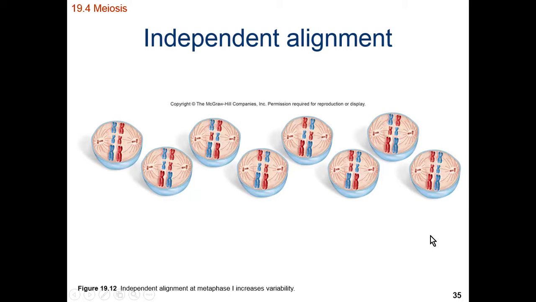You get the idea. There's many different ways you can mix and match chromosomes. And with just 3 pairs of chromosomes, we have 1, 2, 3, 4, 5, 6, 7, 8 combinations. That's 2 times 2 times 2.